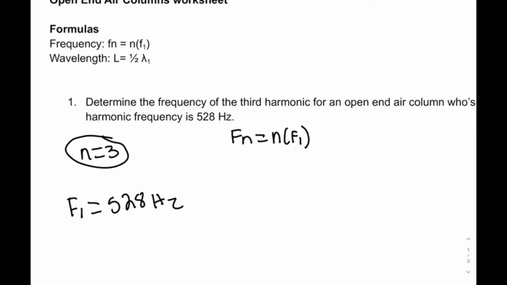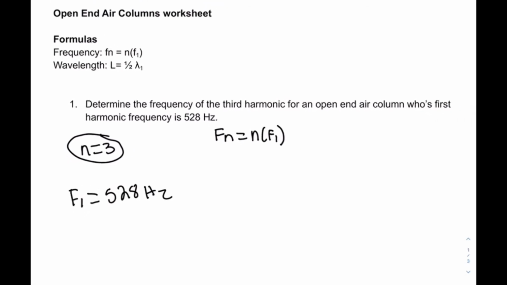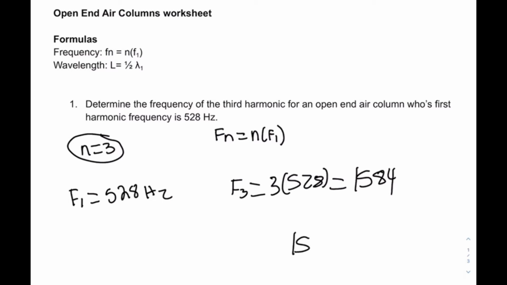So the frequency at the third harmonic is the number of nodes times the fundamental frequency. So then all you're going to do is plug the numbers into the formula. So it would be F3 equals 3 times 528, and you'd plug that into your calculator, and you would get 1,584. So your answer is 1,584 Hertz.